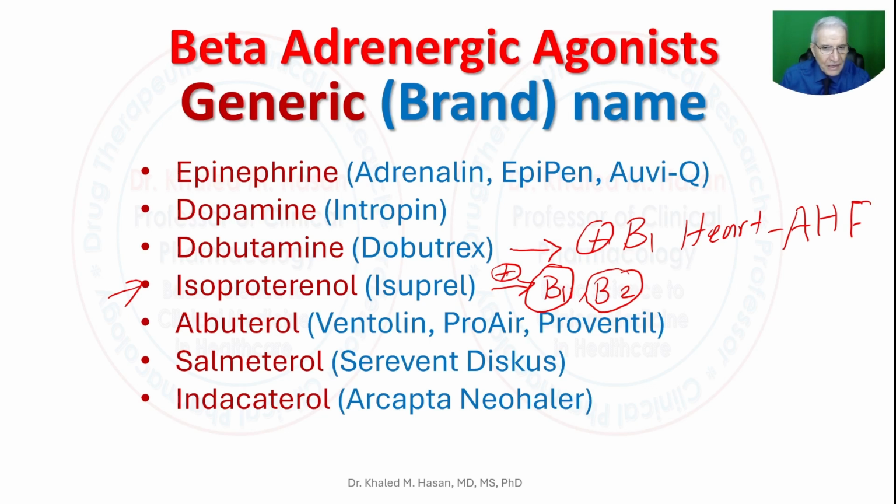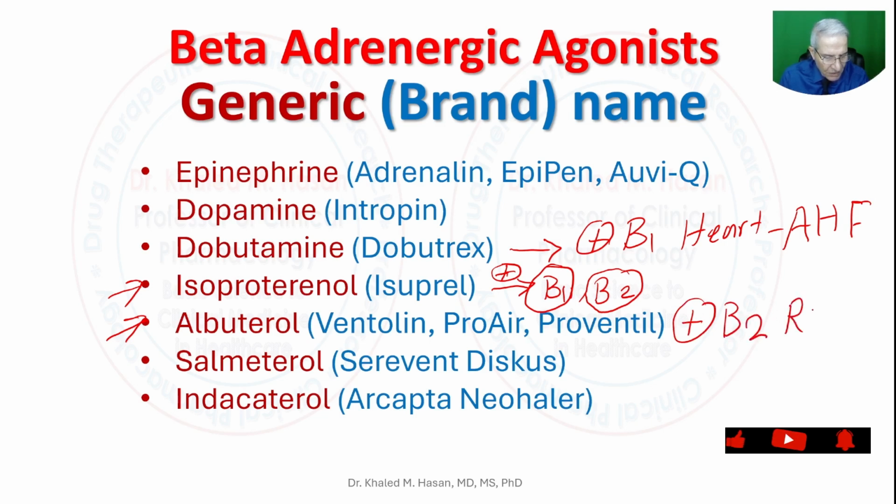Moving to the next medication on the list, we have albuterol. Albuterol, ProAir, mainly stimulates the beta-2 receptor, which is mainly available in the respiratory system. We use albuterol inhaler for patients suffering from asthma or COPD. Again, we need to differentiate between asthma and COPD. I recommend you review my lecture on YouTube about asthma and COPD, and what type of medication we are going to use as first-line therapy for each case.